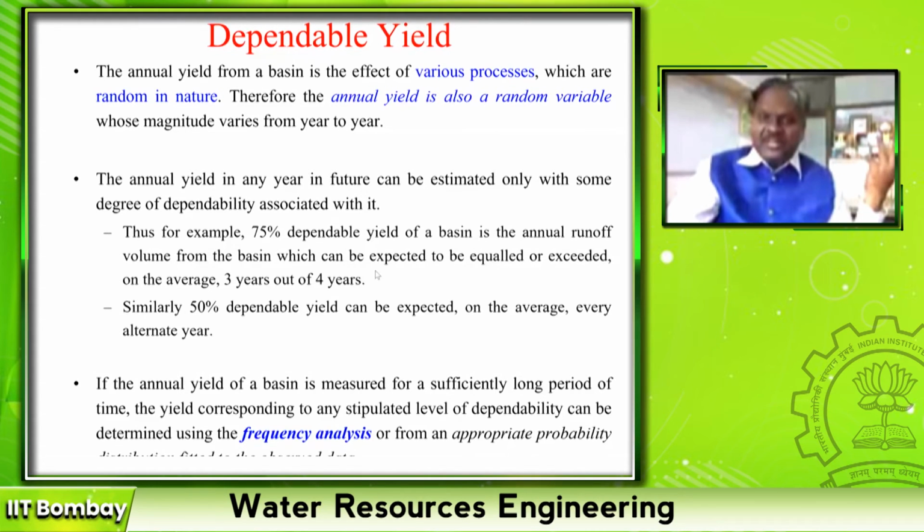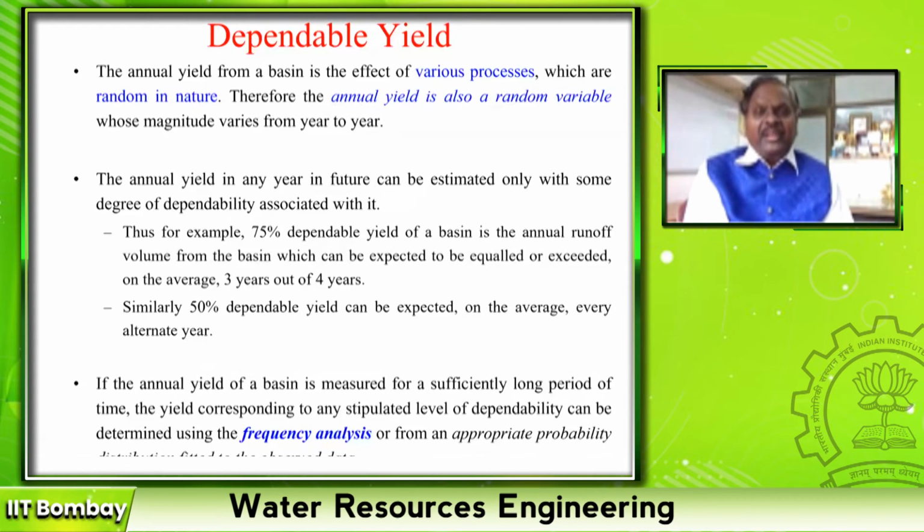For example, in our case, it is 60 years. 75% of the 60 years. So how much? 45 years. Your reservoir will be having a good inflow. That's the meaning. Here, the 75% dependable yield volume will be less than the 50% dependable yield, because for 50% of the years, if my dam has to be filled, the volume will be large. Okay, we will see that one by one.